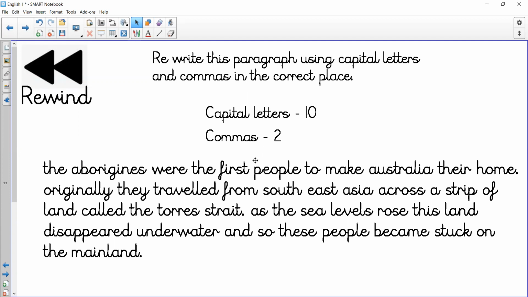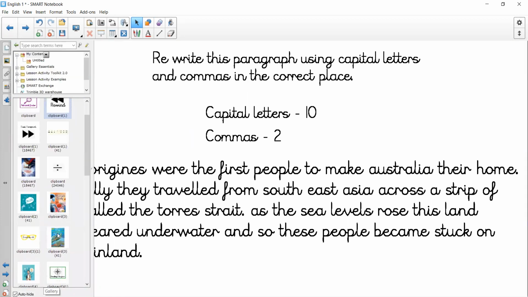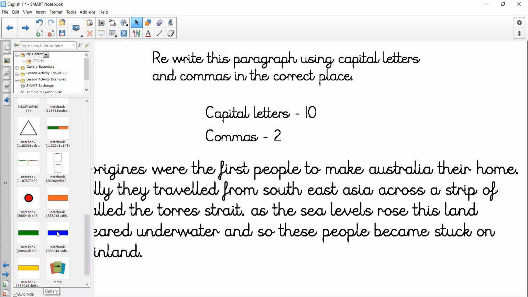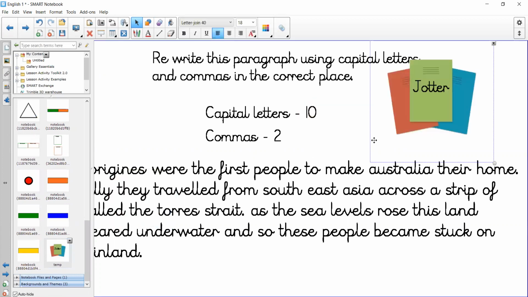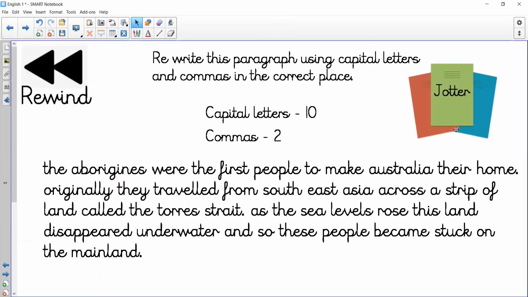I want you to rewrite this paragraph in your jotters for me, please. So I might go on to here and get that there, put that there. Yep, please do it in your jotters for me. And I want you to put in the correct capital letters. There are 10 of them, and there are 2 commas that are missing in these couple of sentences as well. So pause the video and have a go at doing this for me.